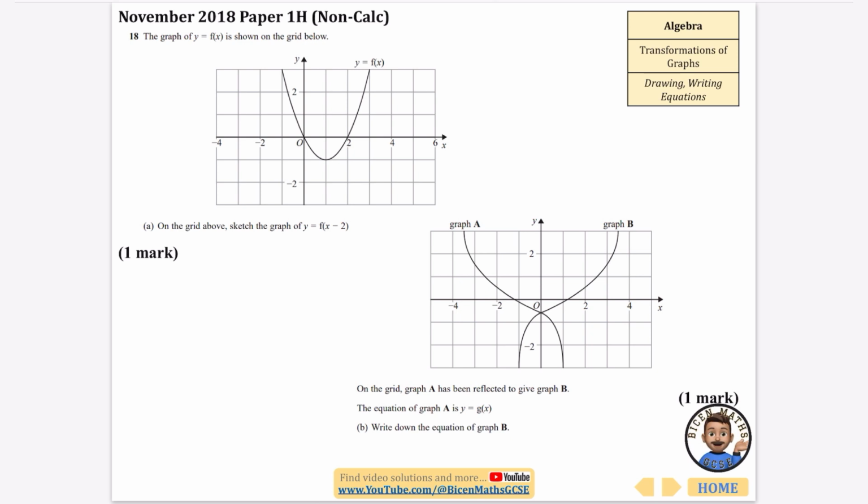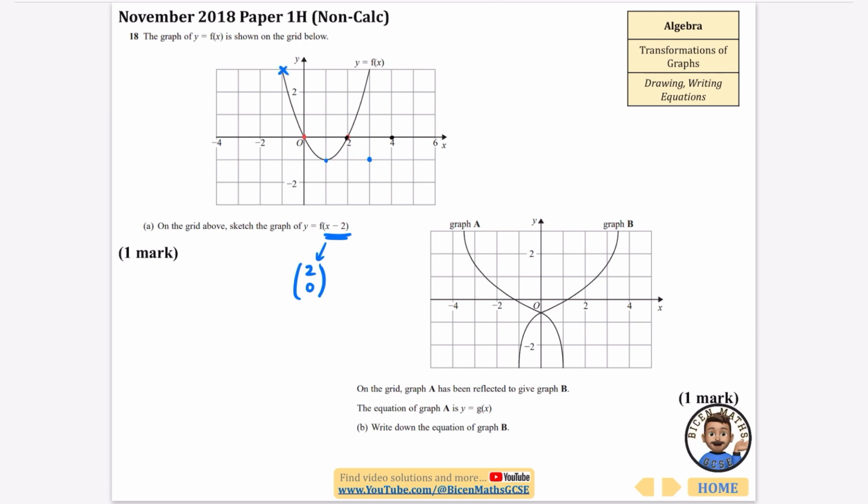So it says here on the grid above, sketch the graph of y equals f of x minus 2. Now remember, this does the opposite of what you expect. This is going to add 2 onto the x coordinates. In other words, it is going to move the whole graph 2 spaces to the right. So that means that this point at the bottom is now going to be over here, and instead of it crossing at the origin, it's going to cross at 2, and instead of it crossing at 2, it's going to cross at 4.